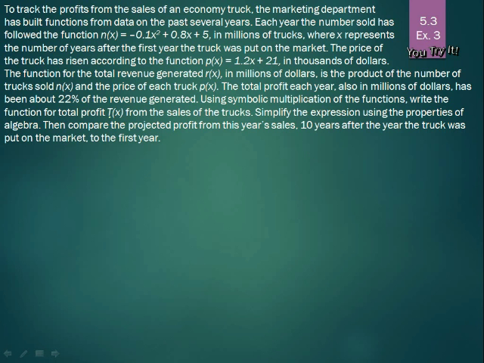So we want to find the total profit t of x. And so it tells us that t of x is 22% of the revenue generated. So we could write that out. 22% as a decimal would be 22 hundredths times r of x. We don't actually know the function for r of x, but we do know it tells us up here that the revenue r of x is equal to the product of n of x, this function here, times p of x. So just substituting that in for r of x, r of x is n of x times p of x.